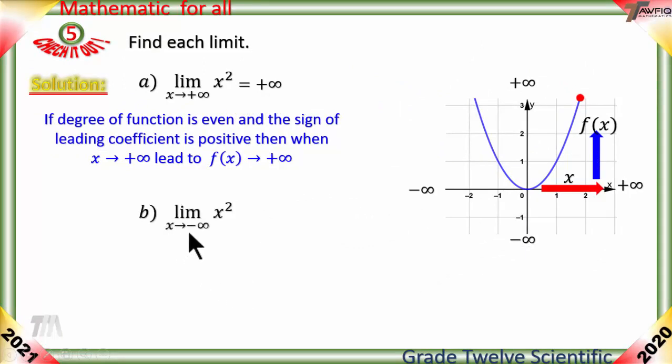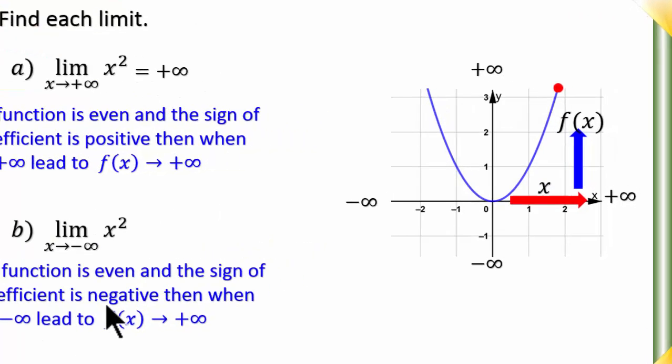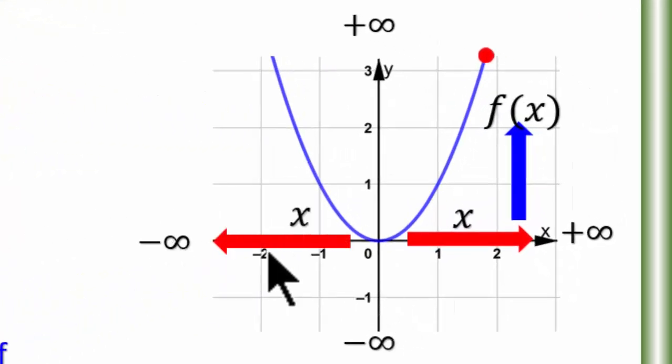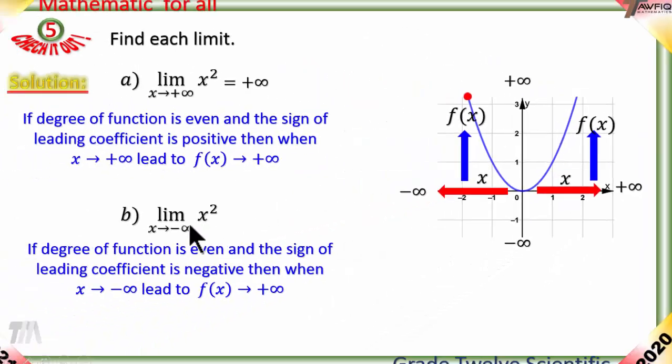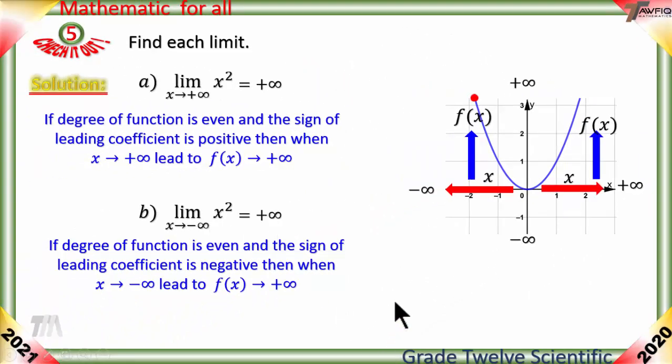B. Limit as x approaches negative infinity of x squared. Because its degree is even and its leading coefficient is positive, this limit is equal to positive infinity. As you can see on the graph of the function, as x approaches negative infinity, the function goes to positive infinity. That means this limit is equal to positive infinity.